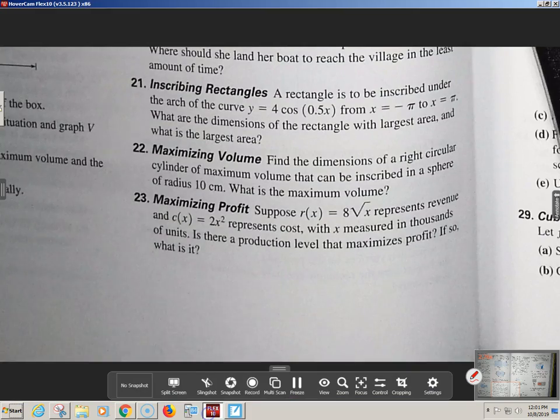But what's going on with this? Suppose R of X equals 8 square root of X, that's revenue, and C equals 2X squared is cost. Thousands of units. Ooh, you're selling by thousands. Is there a production level that maximizes profit? Whoa, they don't even tell us about, oh, come on. So what does profit equal? What's P of X?